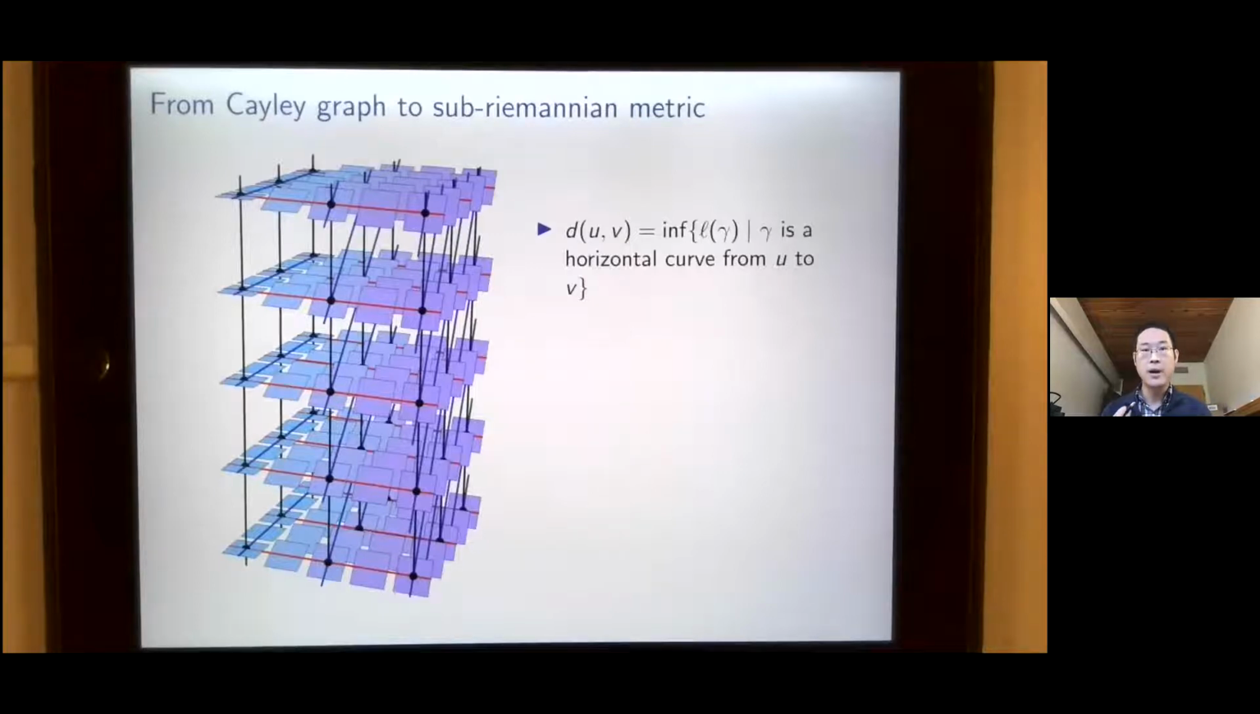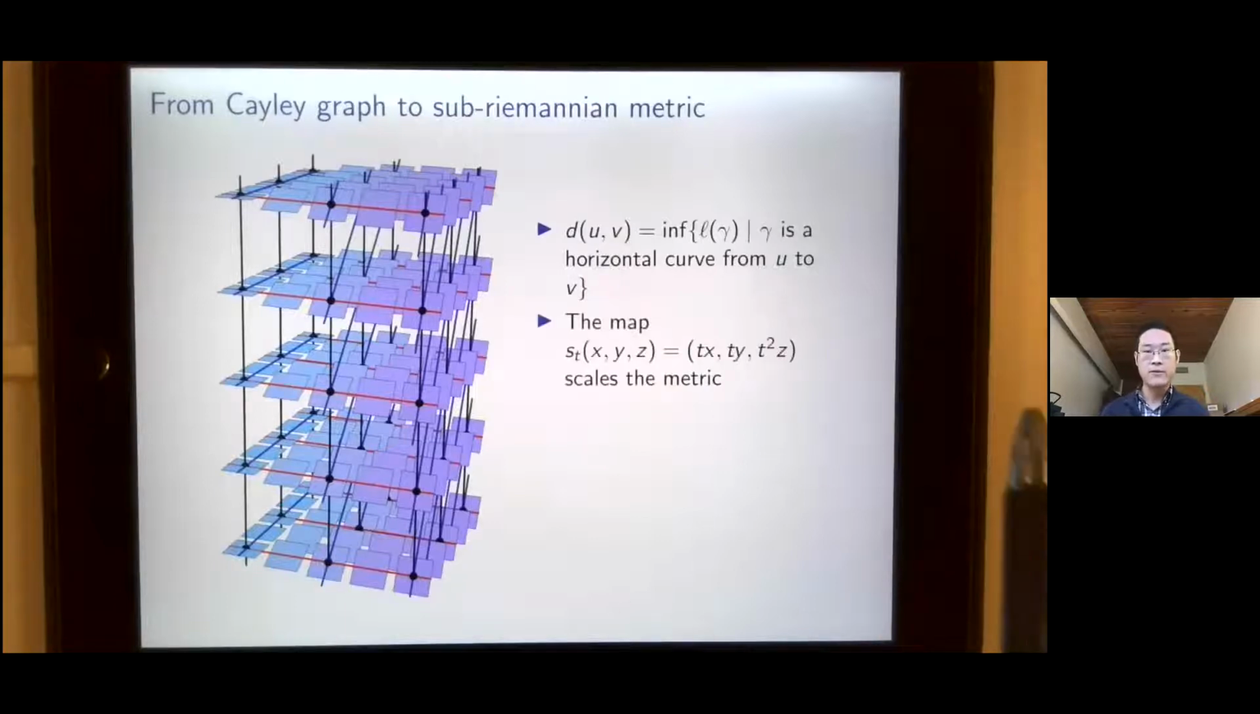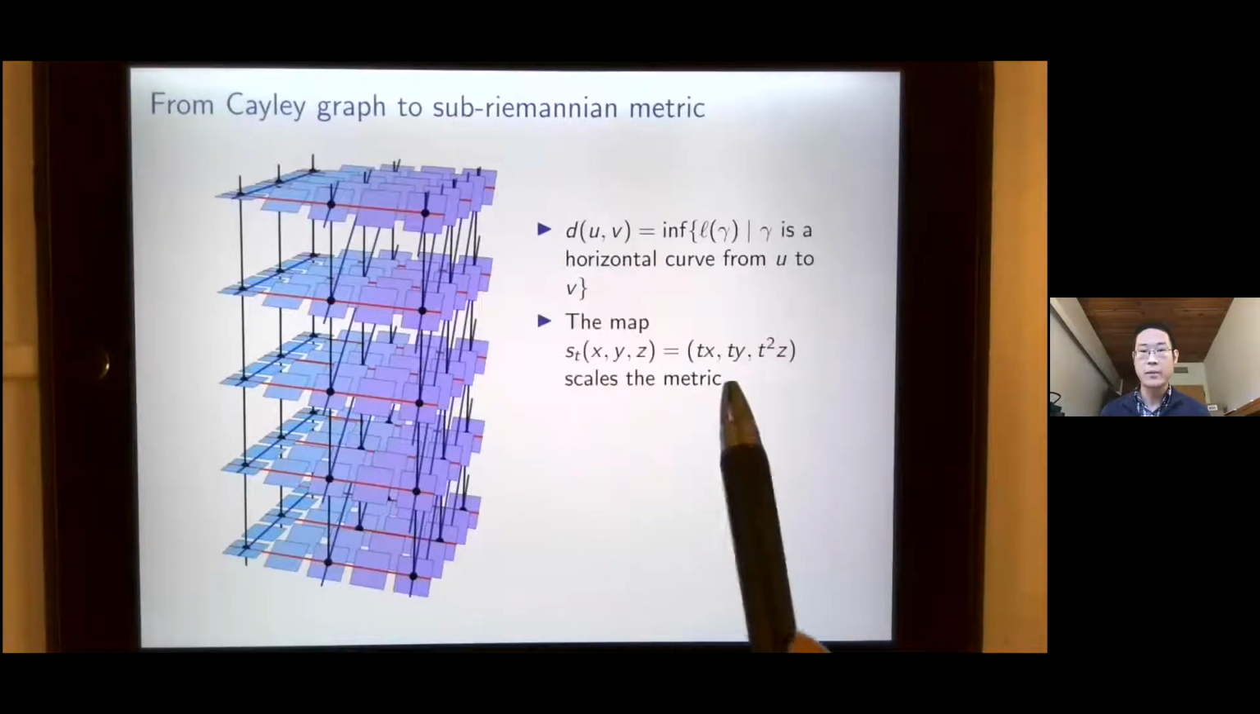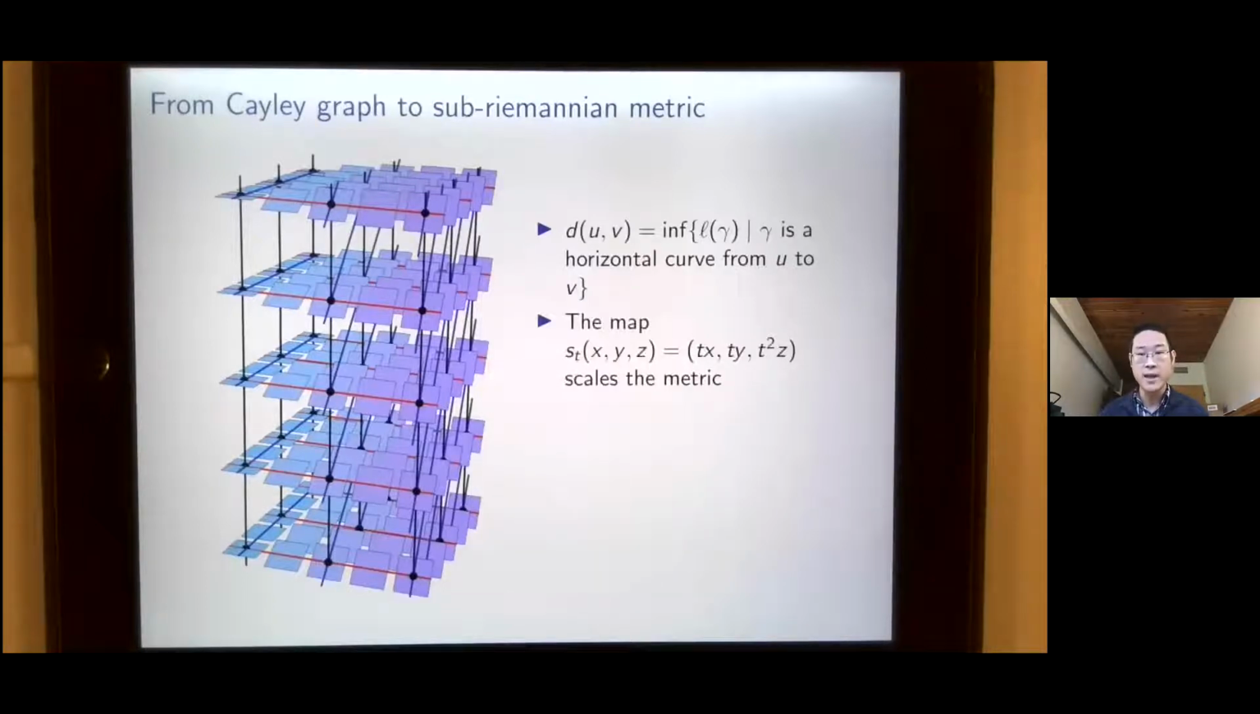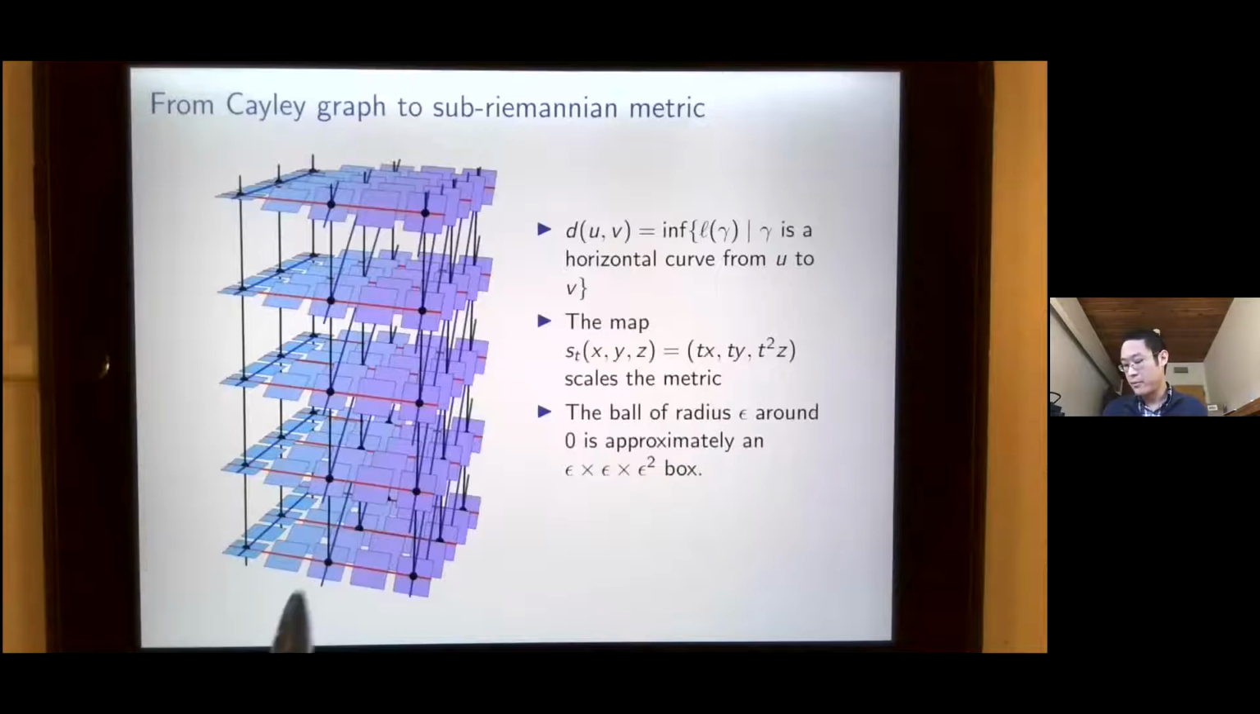And that picks up a lot of the properties we had from before. So for instance, the scaling from before carries over. If you multiply x by t, y by t, z by t squared, it scales the metric by a factor of t. That has a strong effect on the geometry because it tells you that the ball of radius epsilon around 0 is the scaling of the ball of radius 1 around 0. The ball of radius 1 is roughly a 1 by 1 by 1 cube.